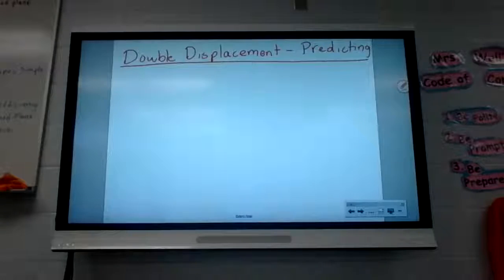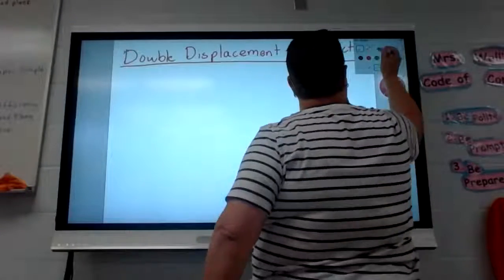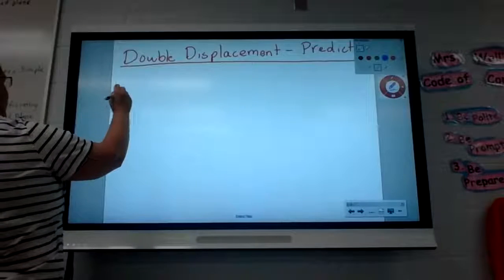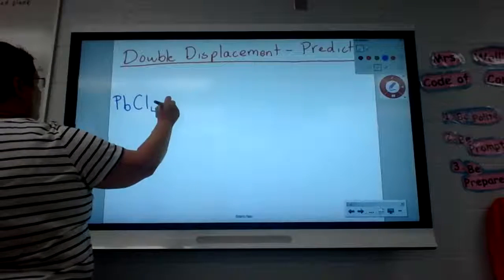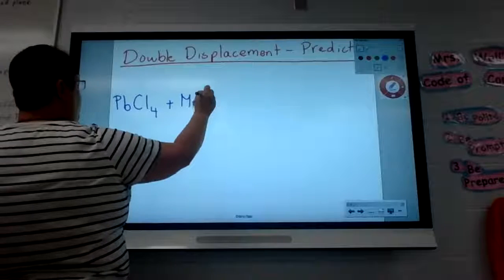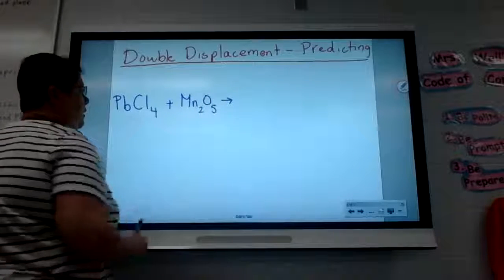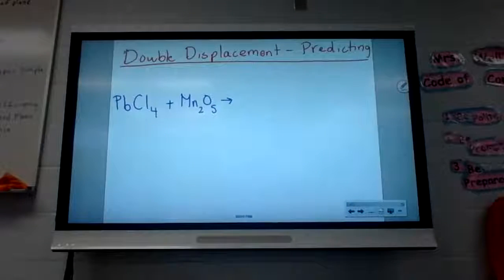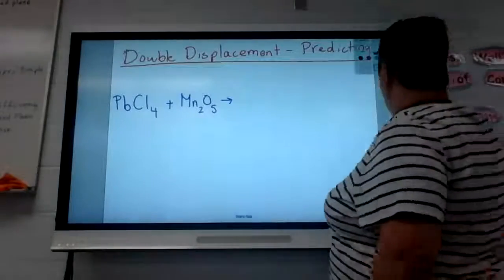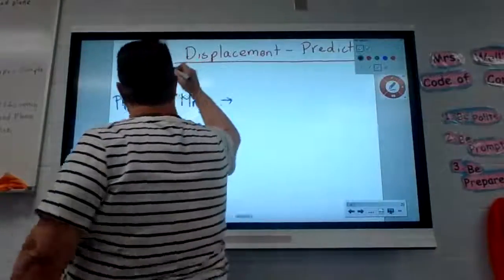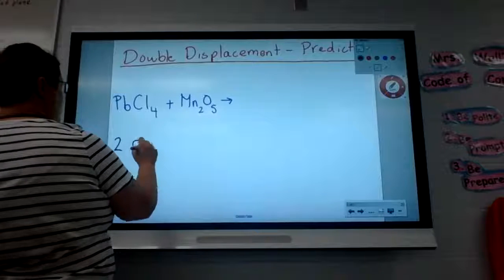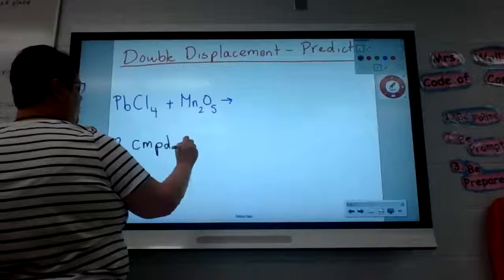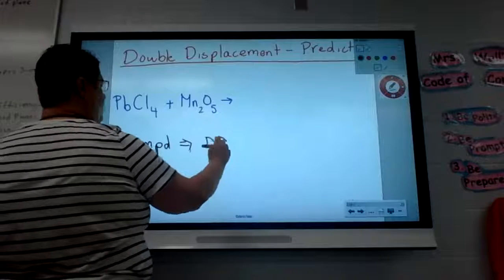So, if you have something like PbCl4 plus Mn2O5, and this is your equation, how do you know that it's double displacement? There's 2 compounds. Exactly. As soon as you look at this, in your head you say it's 2 compounds, so you know that means double displacement.